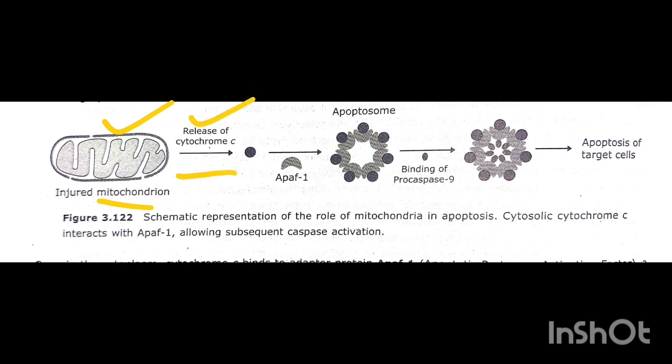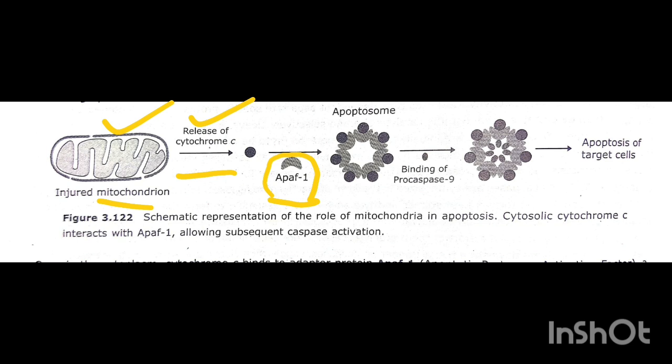Then cytochrome C binds to the adapter protein called APAF1. What is the full form of APAF? That is apoptotic protease activating factor. This interaction between APAF and cytochrome C leads to the hydrolysis of ATP to form ADP. This makes a conformational change in APAF. Then this APAF binds to the apoptosome.